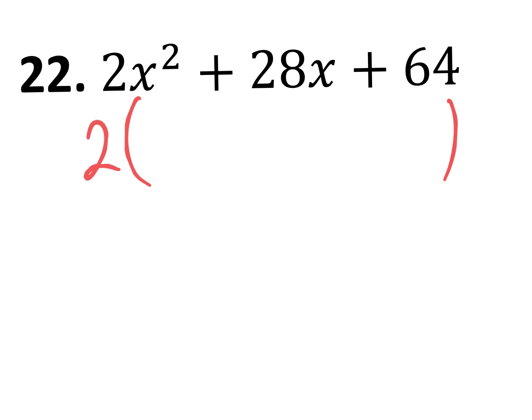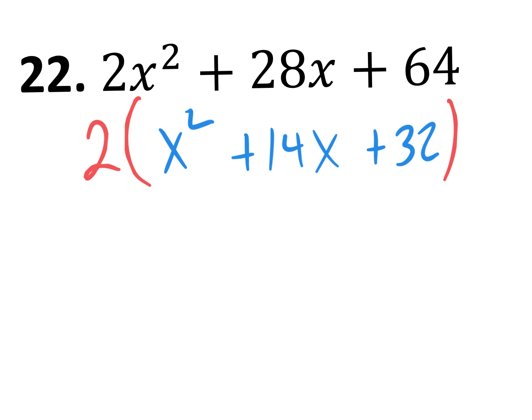And when I pull out that 2, what do I have left over on the inside? I have 2 times what gets me back to 2x squared? x squared. Then the next term, 2 times what gets me back to 28x? 14x. And last but not least, 2 times what gets me back to 64? What's half of 64? 32.